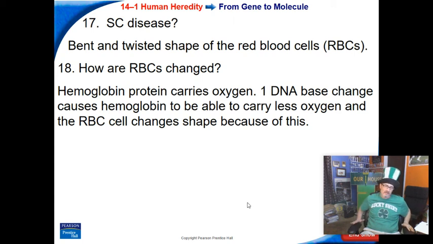Hemoglobin. Anyway, hemoglobin is a protein that carries oxygen. One DNA base change, so this is a substitution mutation, causes the hemoglobin to carry less oxygen, and the red blood cell changes shape because of this. So because it's not able to carry as much oxygen, it has something to do with the ratio or the chemical balance in between the environment and the insides of the red blood cells. It's really complicated. I don't really want to try to explain it right now. But because it can carry less oxygen, it shrinks into a twisted sickle, which is, the Grim Reaper, the blade on the end of the long. They look kind of like that. They kind of look like a crescent moon.